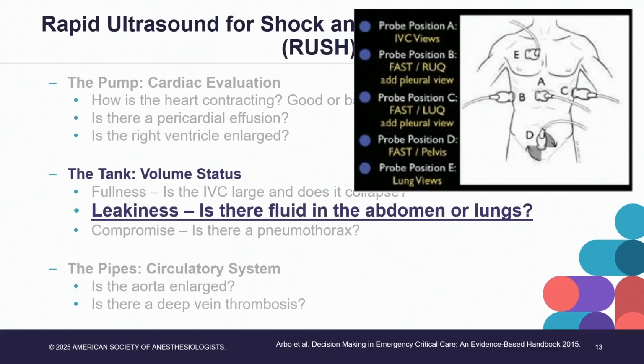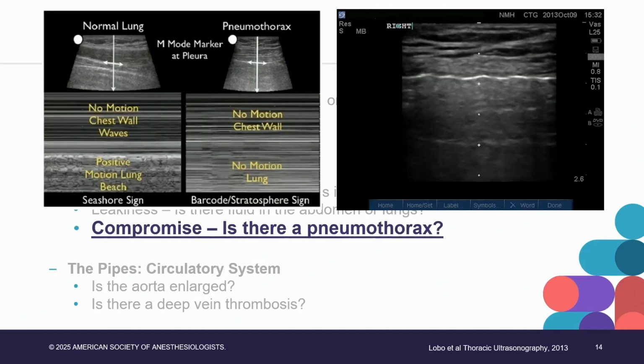The next step is going to be leakiness. Is there fluid in the abdomen or lungs? This is going to be completing that FAST exam, which is the right upper quadrant, left upper quadrant, and bladder views to look for bleeding. For compromise of the tank, we're often looking for a pneumothorax.